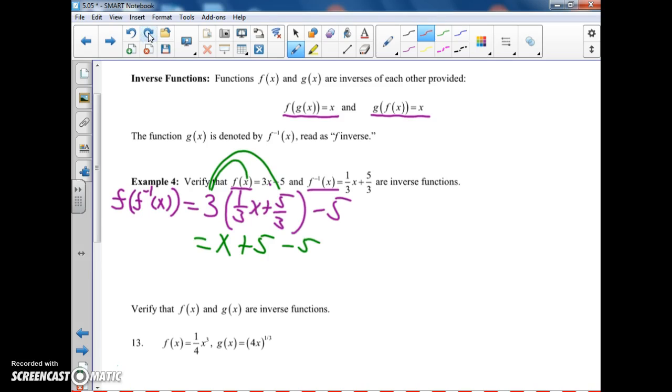Now you tell me, combine your like terms, what do you get? You get x. It checks out. I got x, look in there. I put a little check mark there. That one equals x.